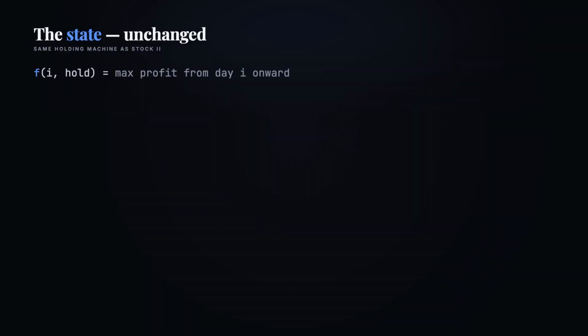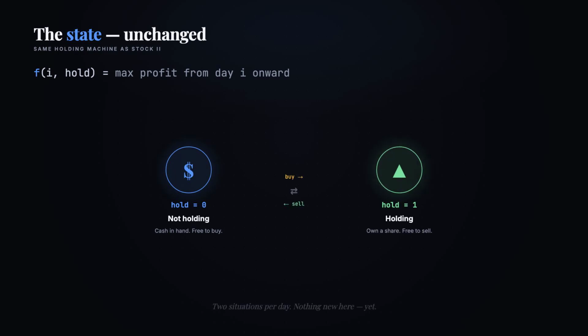The state is exactly the one we've used all module. Let f of i, hold, be the maximum profit from day i onward, where hold is 1 if we currently own a share and 0 if we don't. 2 situations per day. Nothing new here yet.